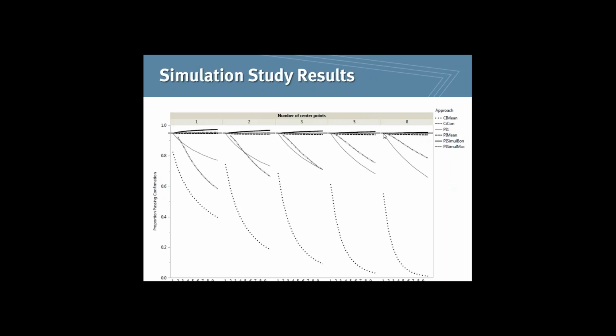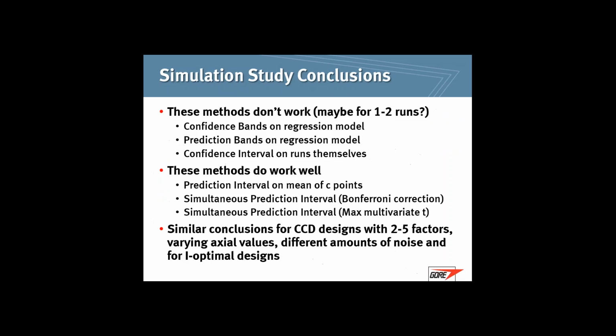And then up here on the top, the prediction interval on the mean and the simultaneous prediction intervals all stay around that 0.95, or maybe a little above it, which is what we would want in this case. So what this shows me is that all of the approaches that have been recommended in the literature don't work when you have multiple confirmation runs. You really need to use the right type of prediction interval that allows you to do multiple confirmation runs and correctly assess whether or not your confirmation failed.